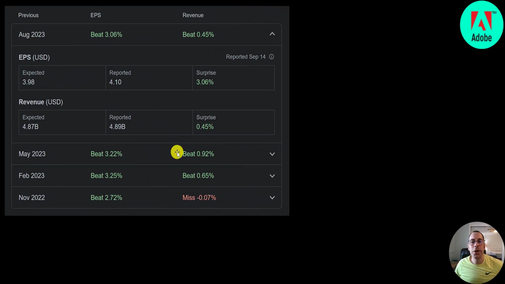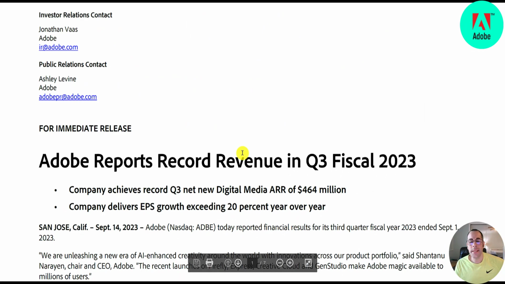They released their financial results last month, and they beat earnings by 3% and revenue by 0.5%. Their revenue expectation was $4.87 billion. They reported $4.89 billion. They also beat earnings and revenue the prior 2 quarters. Let's take a look at their Q3 earnings results.